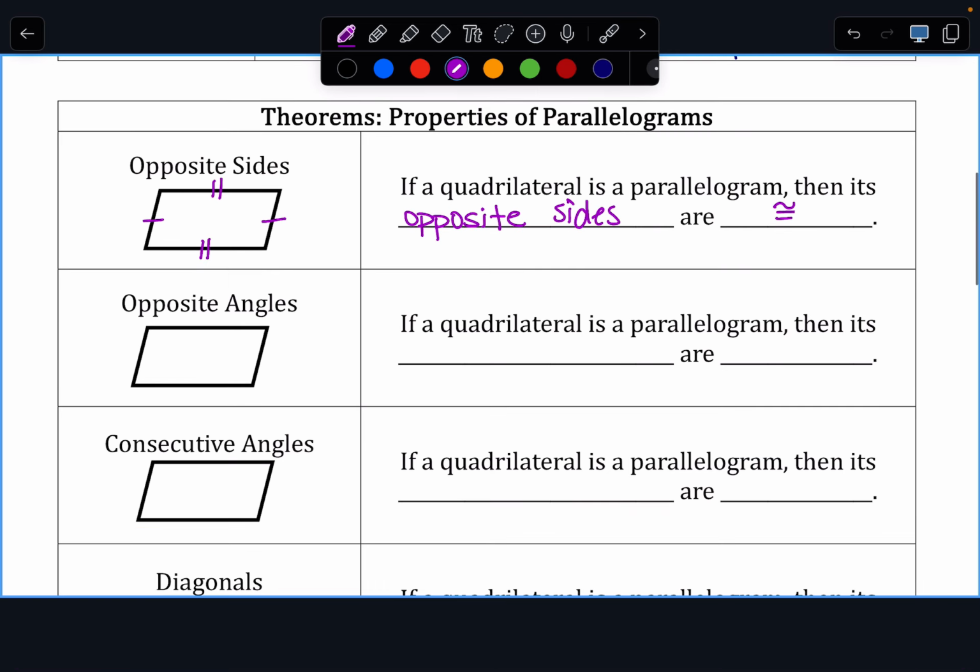Okay, what do you think is going to be true about opposite angles? Okay, our opposite angles are going to be congruent.